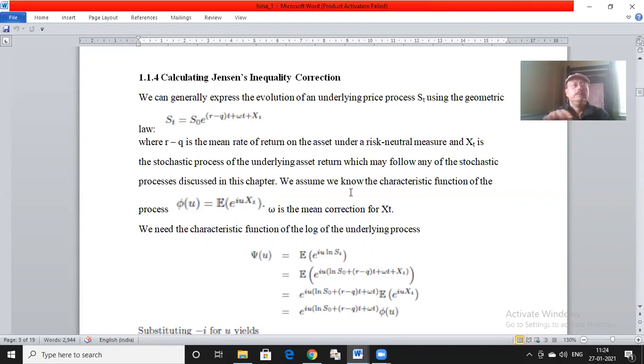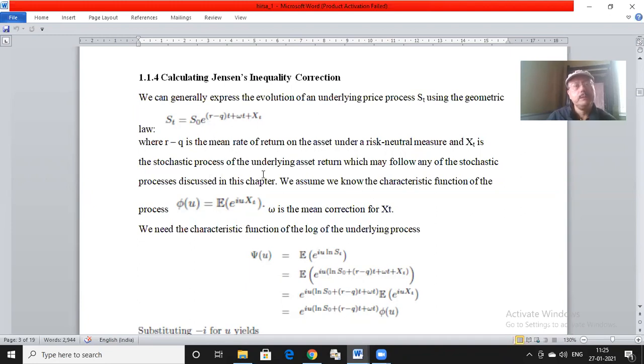Last time, most of the models we started out with the geometric Brownian motion. So our geometric law is restated here in terms of ST equal to S0, which is the stock price at time 0, and then we have e to the power (r minus q) times t plus omega t plus xt. What is r minus q? R minus q is the mean rate of return on the asset under a risk neutral measure. These are our standard notations, bank rate, dividend rate, etc. Using them, we find the mean rate of return.